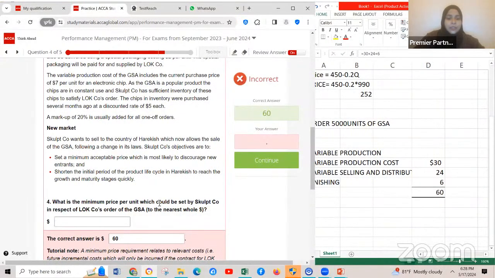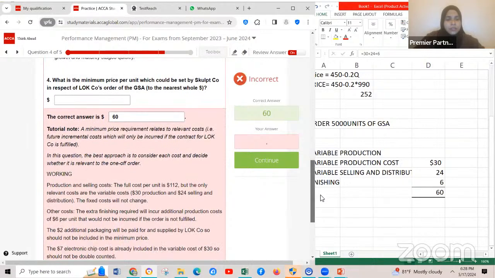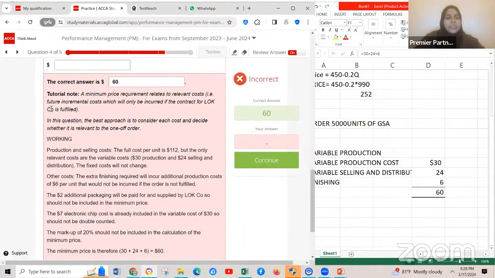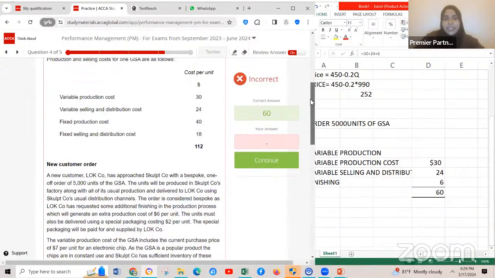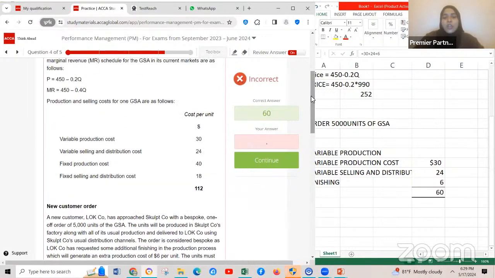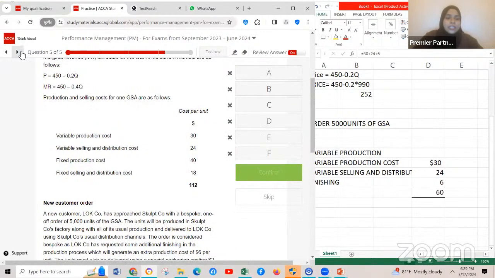What is the minimum price per unit which would be set by Sculpco in respect of LOCO's order? Asking the lowest price they would charge. A minimum price meaning the future incremental cost. So the minimum price, the 20% markup should not be included in the calculation of a relevant cost. The markup, we don't generally take it because they're asking you what is the minimum price, meaning the relevant cost, the lowest price. So they will charge at least 60. Markup and all, that is the extra that they will charge. The lowest they will charge is 60. So we take 60.